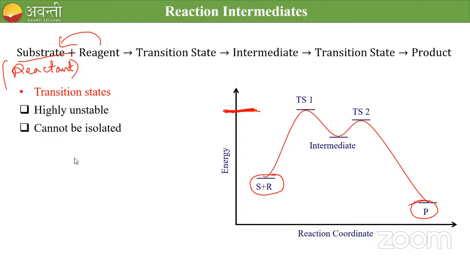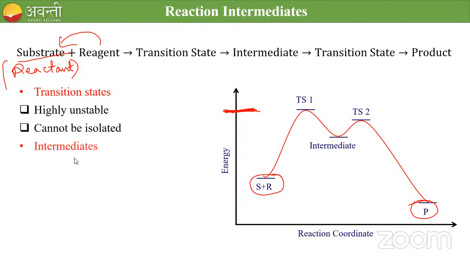Only if a compound is stable and if it is existing for long, you can isolate it and put it inside a container. Since they are highly unstable, they cannot be separated. Okay, they cannot be isolated. So these are the 2 points about transition state.